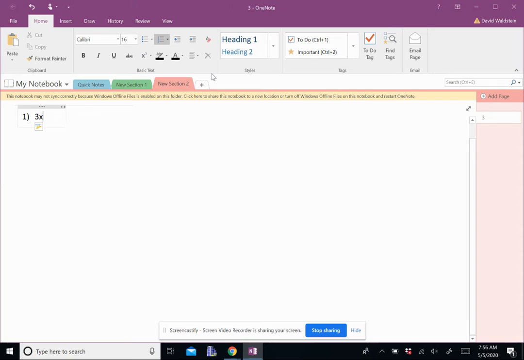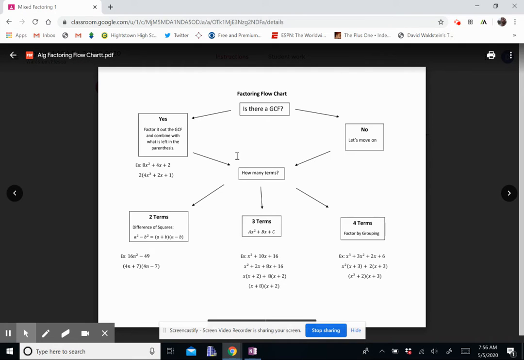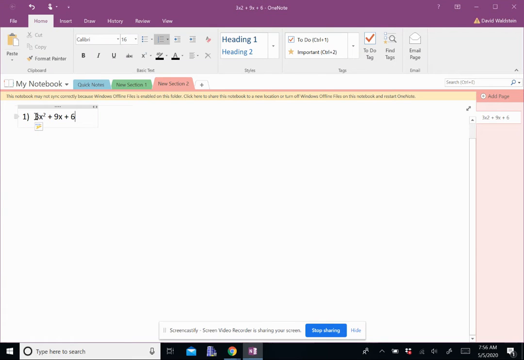Number one is 3x squared plus 9x plus 6. All right, let's look at our flow chart. First thing you're looking for: is there a greatest common factor? And in fact, yes, there is. 3, 9, and 6 are numbers in which 3 goes into all of them.